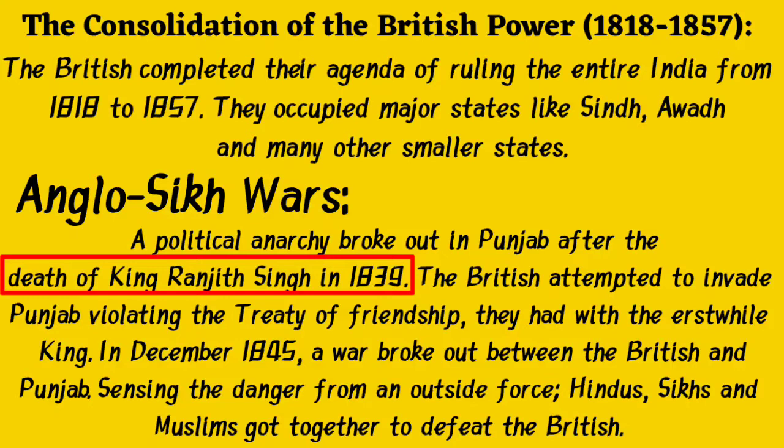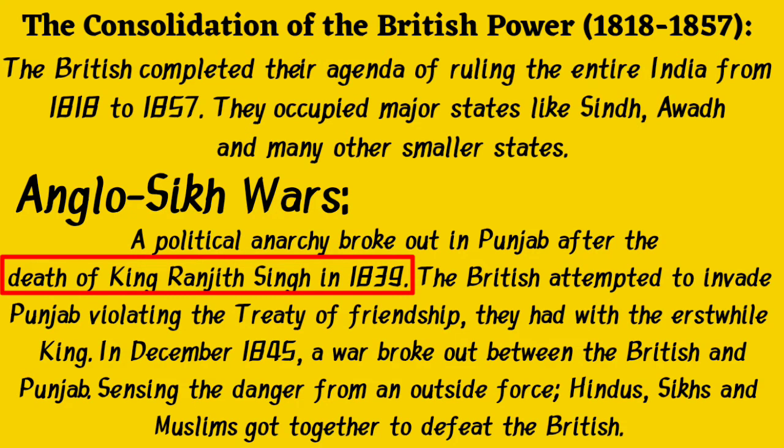After the death of Raja Ranjit Singh of Punjab, the British attempted to invade. They thought this was a chance, and they violated the Treaty of Friendship and invaded Punjab. Erstwhile means former or past, referring to the friendship they had with King Raja Ranjit Singh. In December 1845, a war broke out between the British and Punjab. So they could not keep up the Treaty of Friendship with King Raja Ranjit Singh.